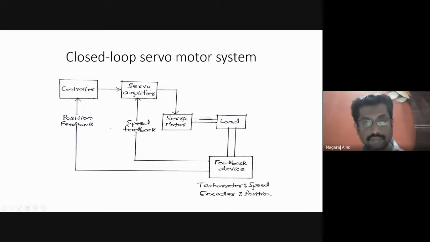Here there is a servo motor. It is connected to the load, and from the load, the speed of rotation of the servo motor is measured by this feedback device, and it is sending it to the controller. So the feedback device may be a tachometer to measure the speed, or it may be an encoder to measure the position. The position information is sent to the controller, and the speed information is sent to the servo amplifier. Here the position signal, which is there in the controller, compares the set point value with this feedback signal. The difference between the two will be minimized by this controller.